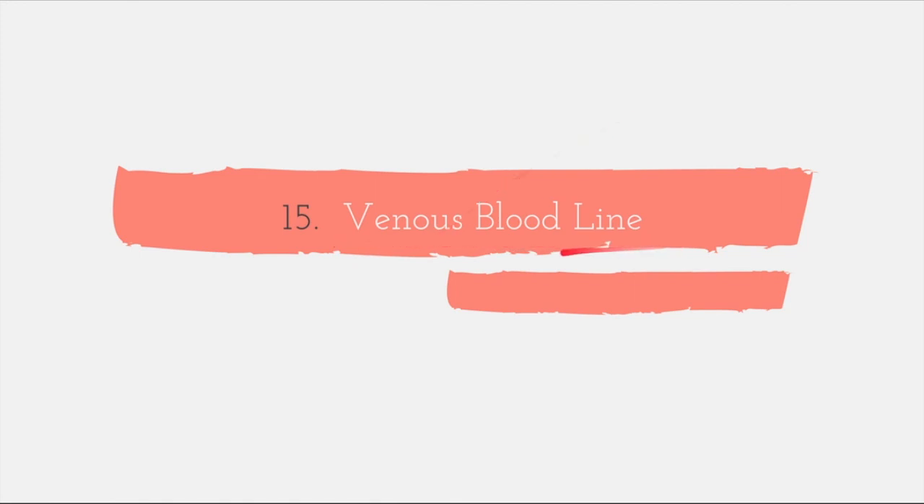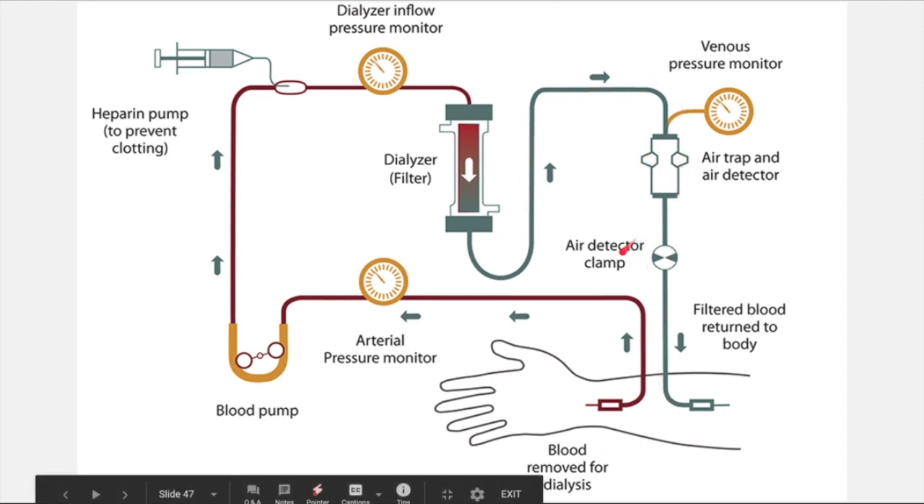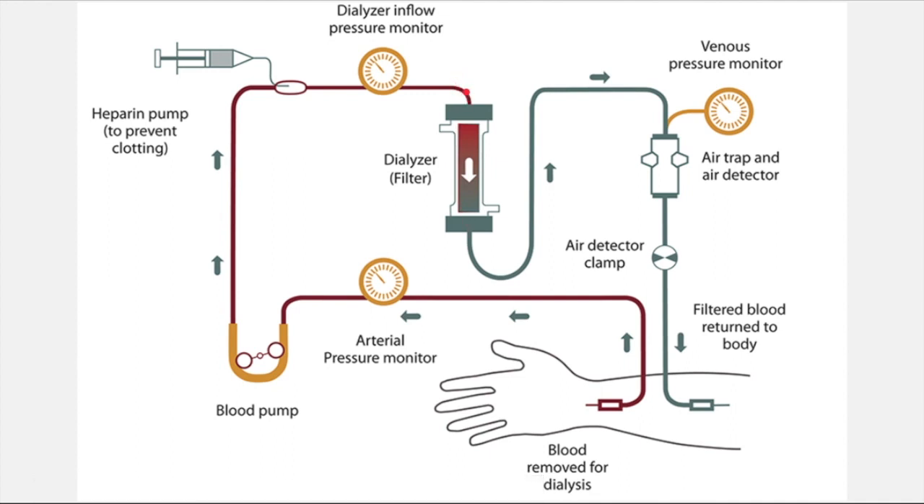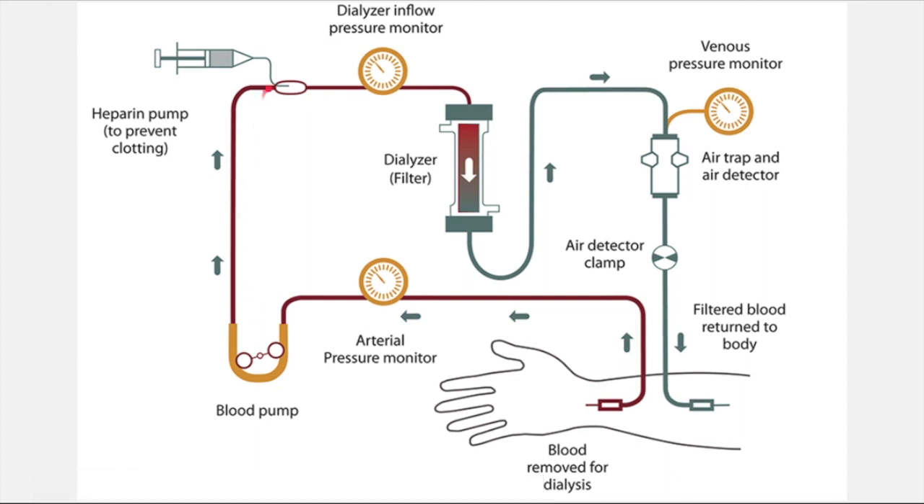Next is the venous bloodline. So the venous bloodline is here. This is where the clean blood goes into the patient. So before, as you can see, the red line is the arterial line, and this is where the dirty blood is, and then it goes to the dialyzer to filter out all the waste and goes out here to now go into the venous line as clean blood.